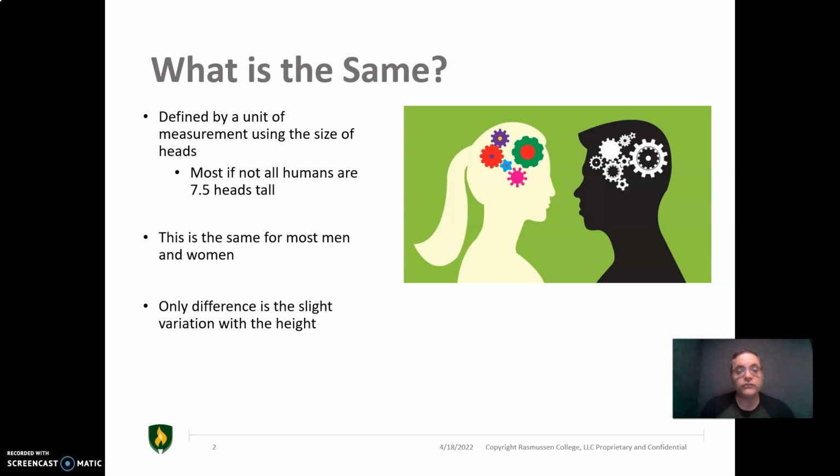If you take the size of your head, most humans, if not all humans, are about 7.5 heads tall. Technically, if you stacked your head on top of each other, that's how tall you are, and most people end up at 7.5 of their heads. This is the same for most men and women. The only difference is a slight variation of weight and height, but mostly it's pretty on point.